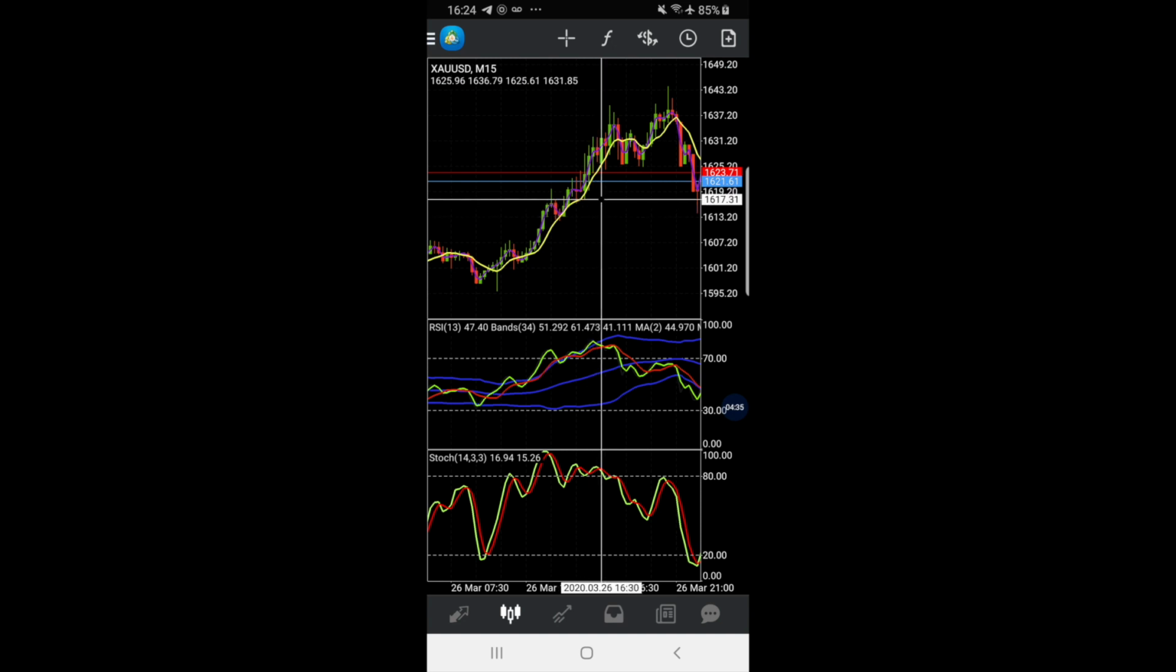And as it got further up again to about here, I would have been able to move my stop loss further. And that's what you do. You just keep trailing your stop loss. As it goes further and further up, you just keep moving your stop loss level.